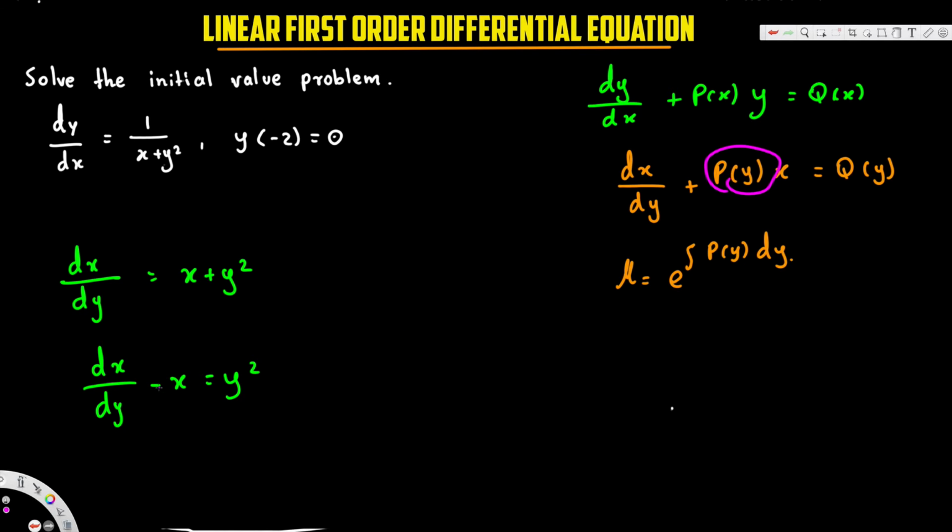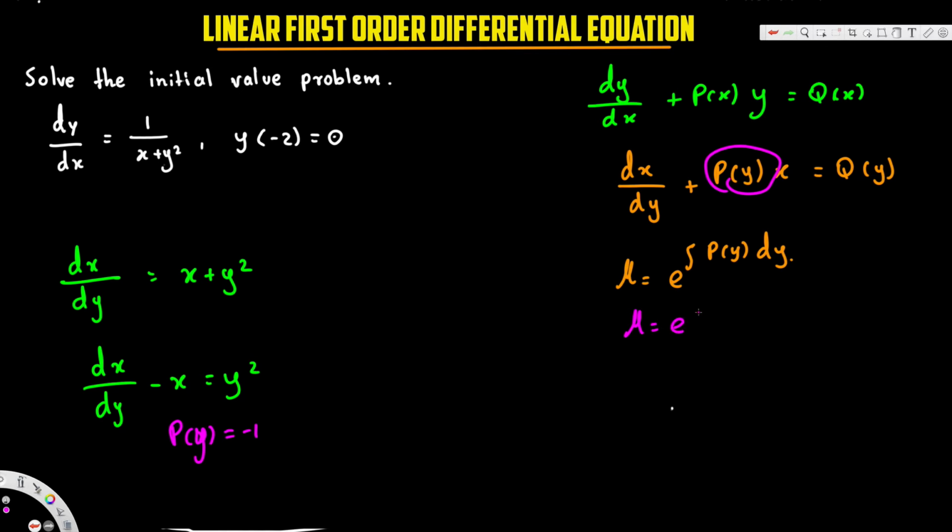P of y is the value that's multiplying this x. Now here we have negative, it should be positive. Since we have negative, we have to take the negative, and we don't have any function of y right here, so this is just -1. So p of y actually is -1. So we have to use that in this equation to find out the integrating factor.